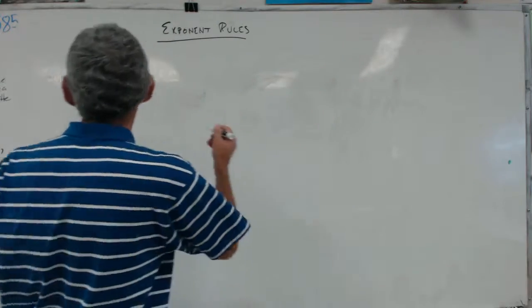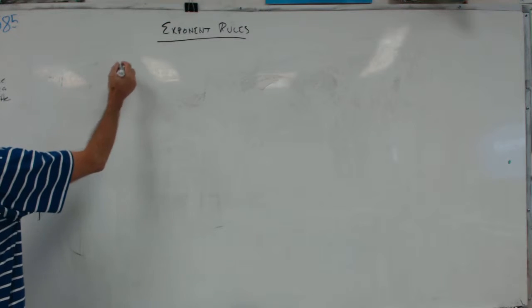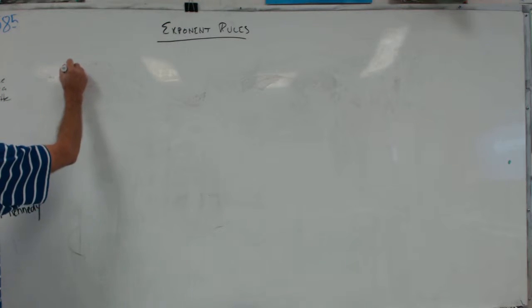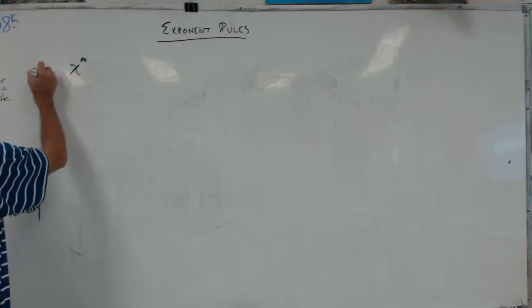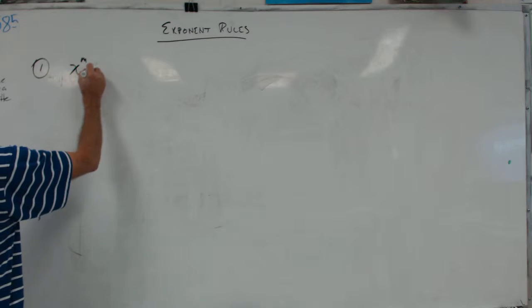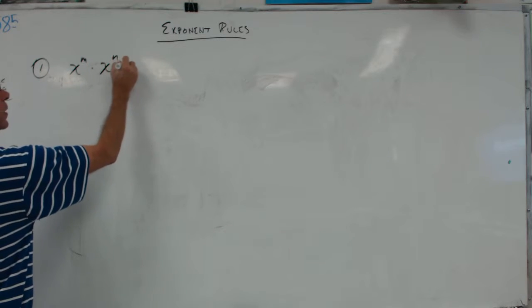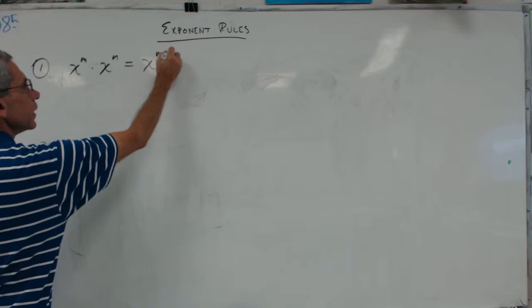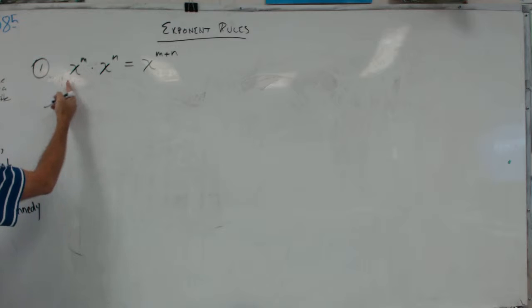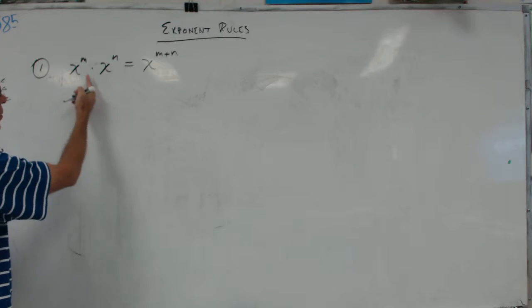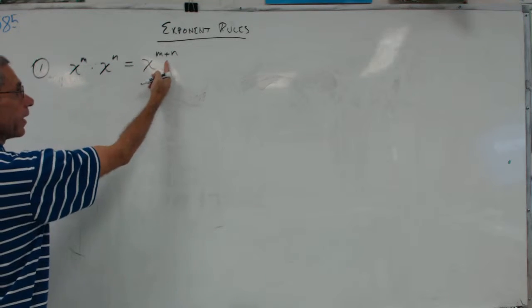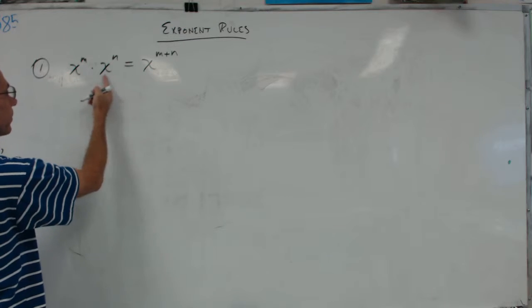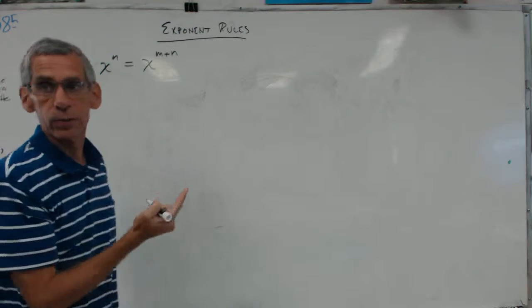Exponent rules, if you have the same bases. The first rule is this: x to the m times x to the n is equal to x to the m plus n. So same bases, I'm multiplying them, they have exponents. I write the same base as the answer, and I just add the exponents, right?